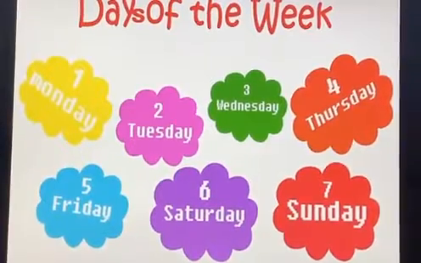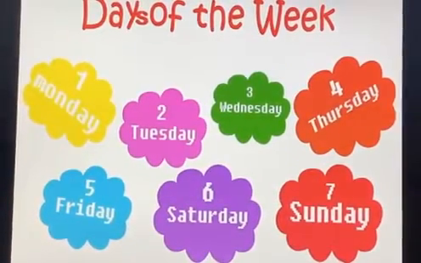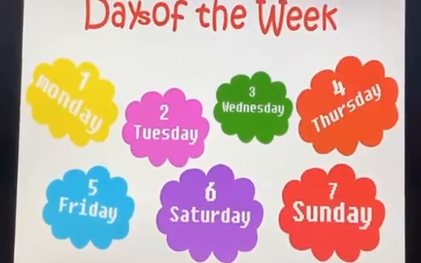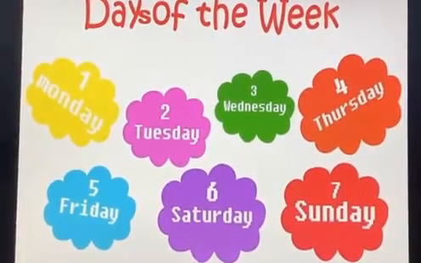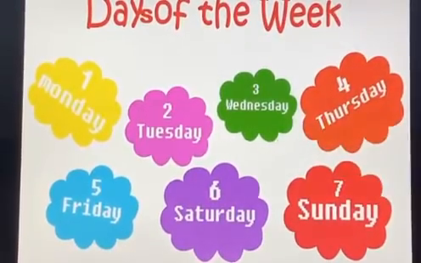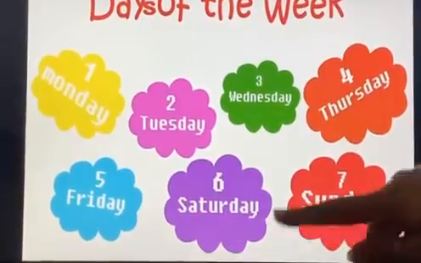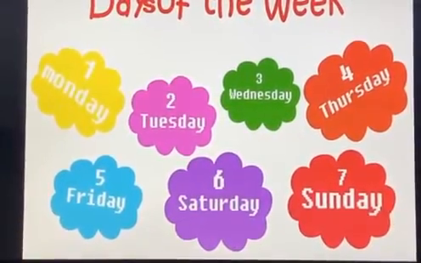Now let us see days of the week. How many days are there in a week? Yes, 7 days. And which are they? Yes, Monday, Tuesday, Wednesday, Thursday, Friday, Saturday, Sunday.